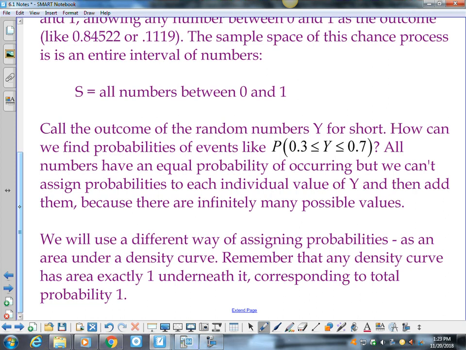Call the outcome of the random variable y. We're going to switch it up. Instead of using x, we're going to use y. How can we find the probability of the events? Okay, now look. What is this saying? That's stats. Give that to me in English.